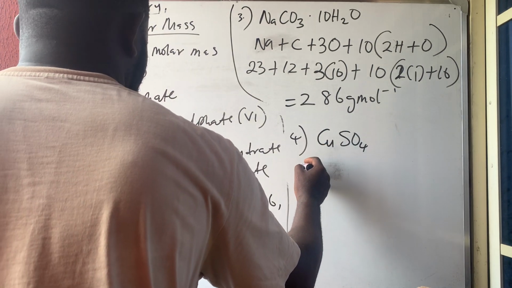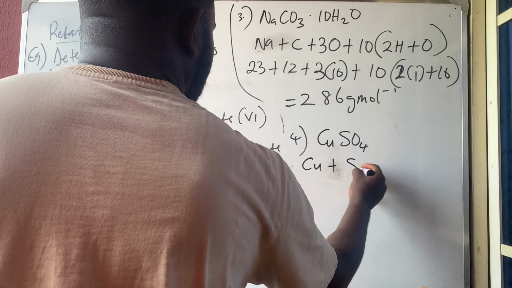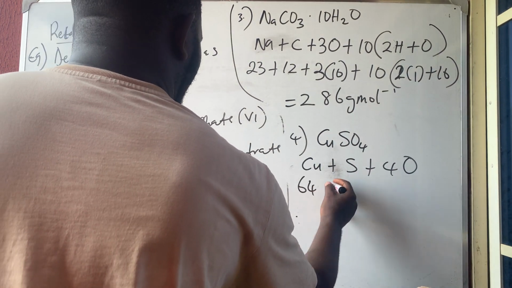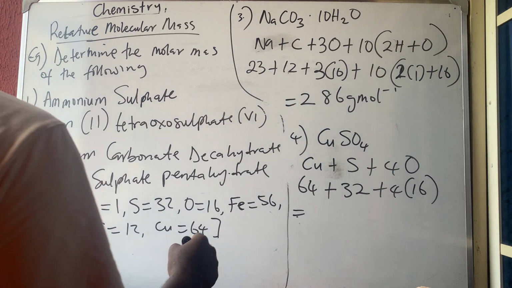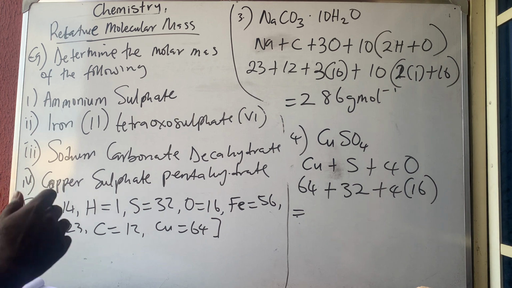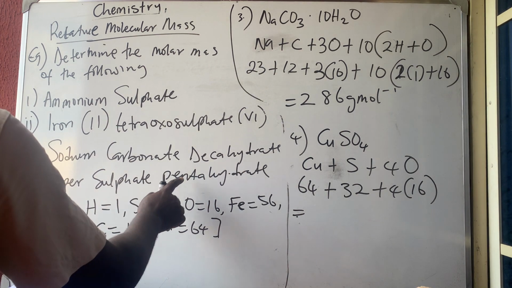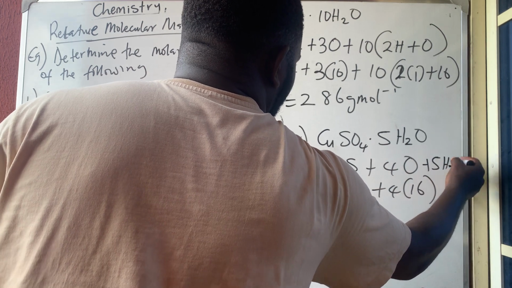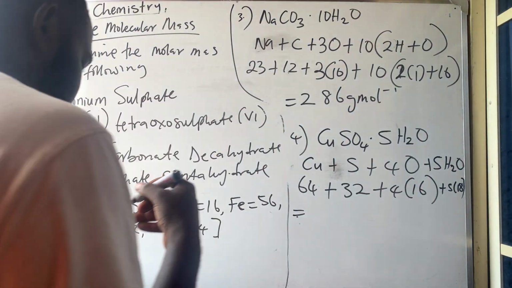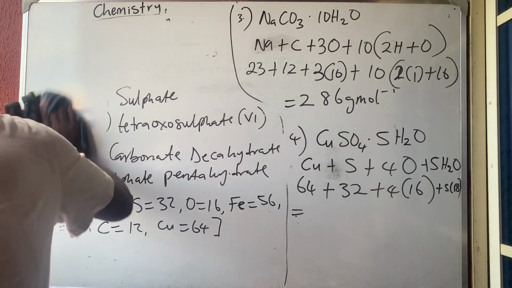So copper is what? 64 plus, or let me write it down first. Copper plus sulfur, Cu plus S plus 4 oxygen. That is what? 64 plus what? 32 plus 4 into what? Oxygen is 16. So if you do everything, you're going to have 5 copper sulfate pentahydrate. That is 5 water. Don't forget that this is 5 water. So this is plus 5 water. And I told you that water is 18. So 5 times 18. So do everything and then get the final answer and write it for me at the comment section. Okay? So I can clean. We are taking the first example.